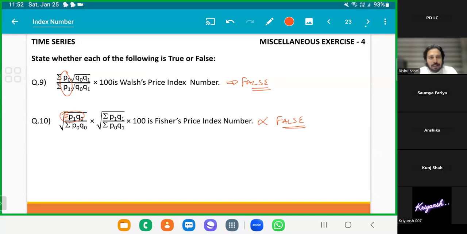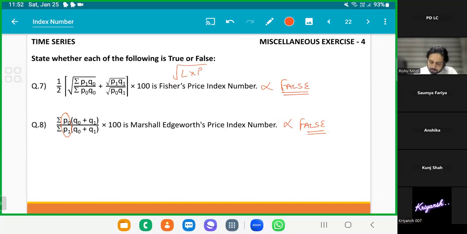Anyone has any doubt in this index number part, please let me know. Any of the questions you have not understood. Very simple chapter, direct formulas, no questions to be solved. Even second is true, right?